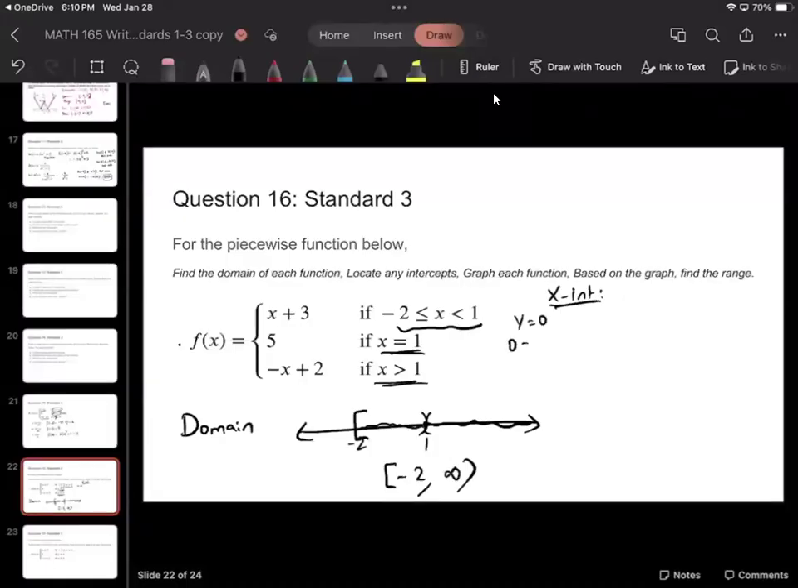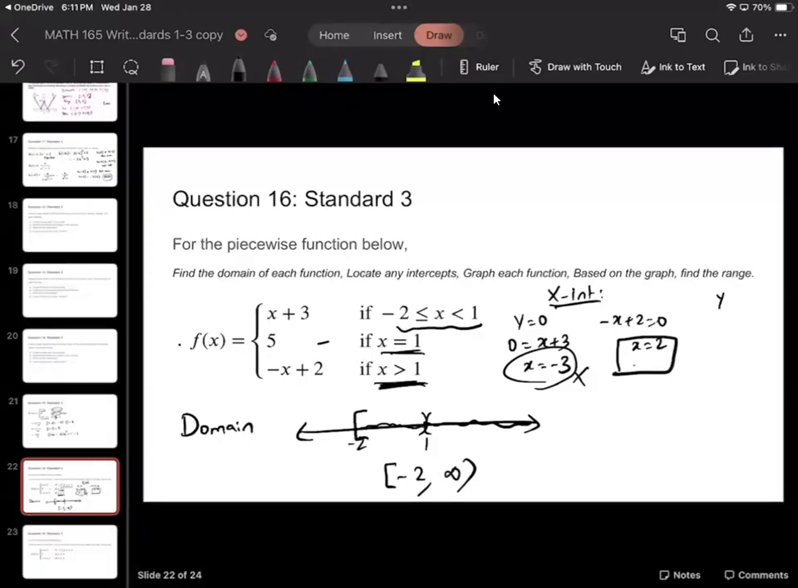If I put y equal to 0 and solve, x is -3. Now, is -3 even in my domain? No, right? So this cannot be an x-intercept. The second one is not going to yield me an x-intercept. So I go to the next one and I put it in. I solve, right? So x is equal to 2. Now 2 does belong to this interval. So that means my x-intercept is 2.